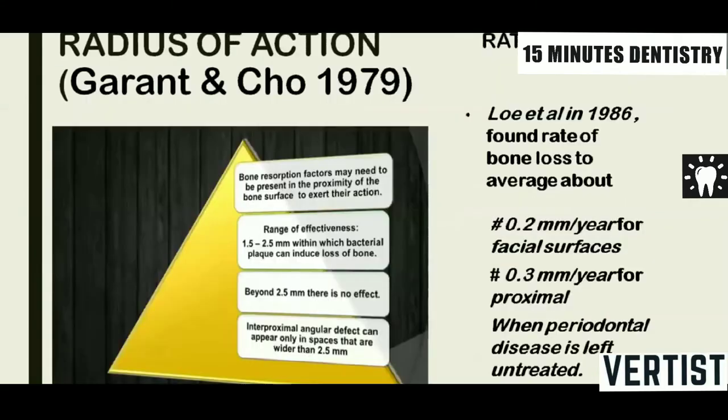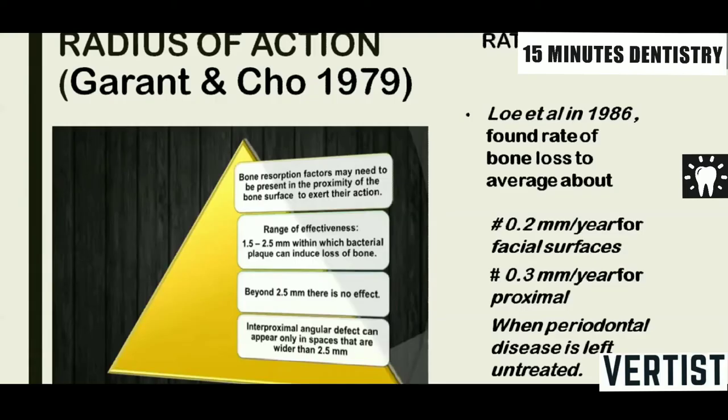Now, very important second part in the bone loss is radius of action. Now, what is radius of action? Bone resorption factors need to be present in the proximity of the bone surface to exert their action. The range of effectiveness is 1.5 mm to 2.5 mm, within which bacterial plaque can induce loss of bone. Beyond 2.5 mm, there is no effect. Interproximal angular defects can appear only in spaces that are wider than 2.5 mm.